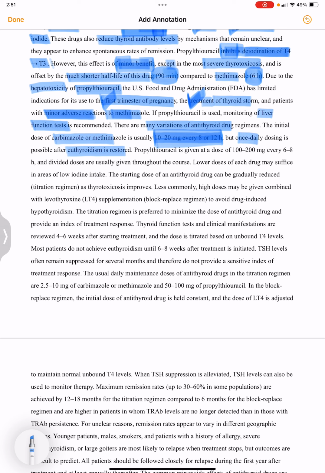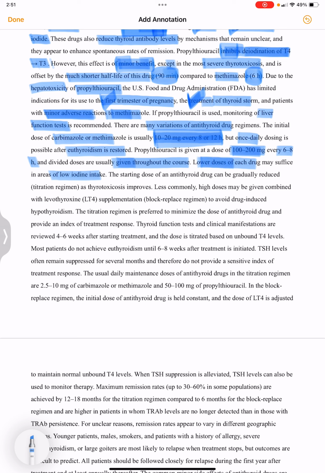Propylthiouracil is given at a dose of 100 to 200 mg every 6 to 8 hours. Divided doses are usually given throughout the course. Lower doses of each drug may suffice in areas of low iodine intake.